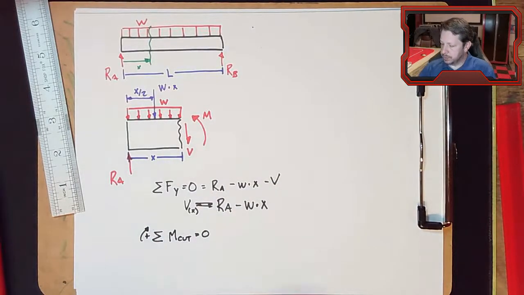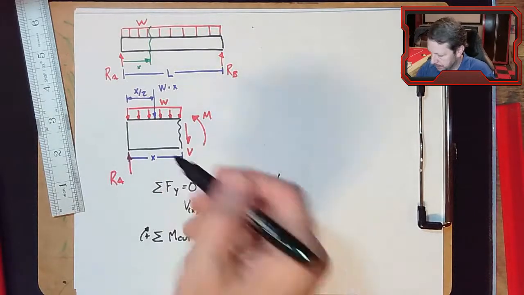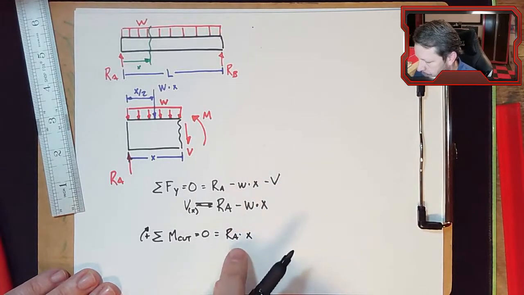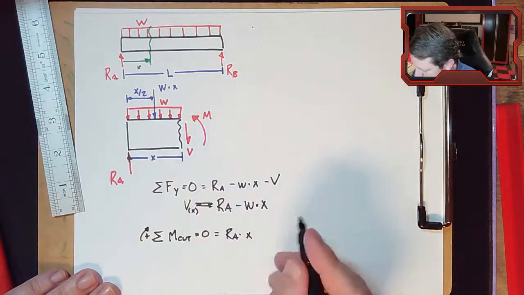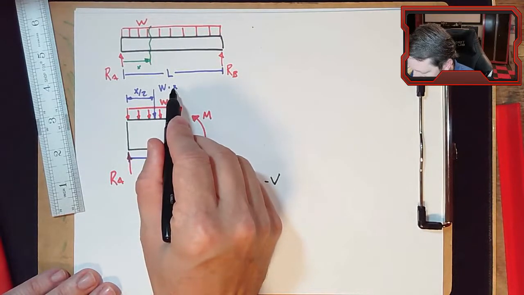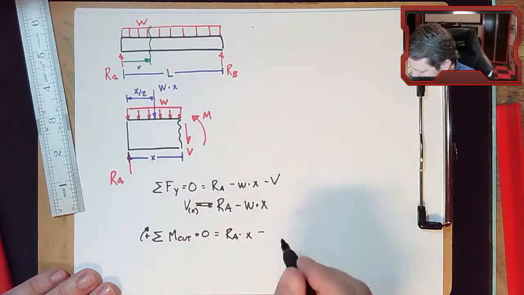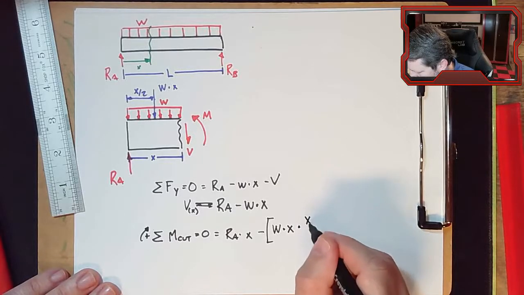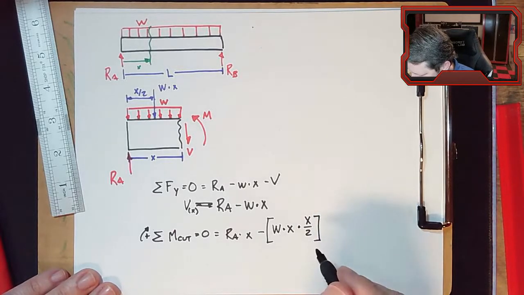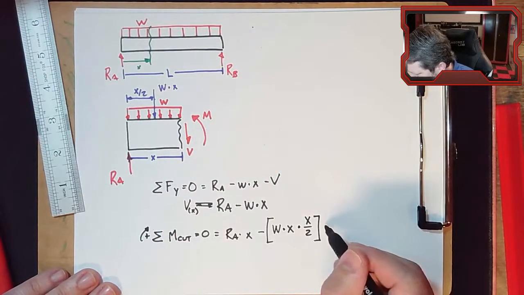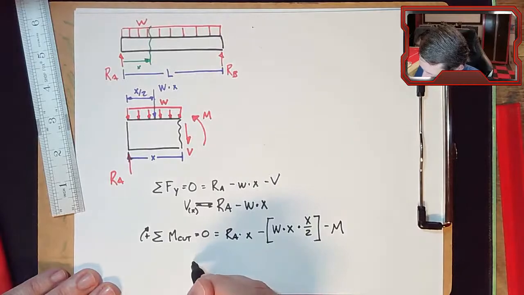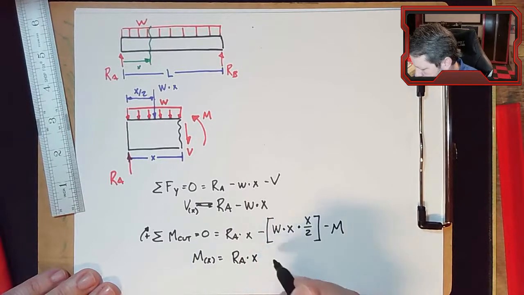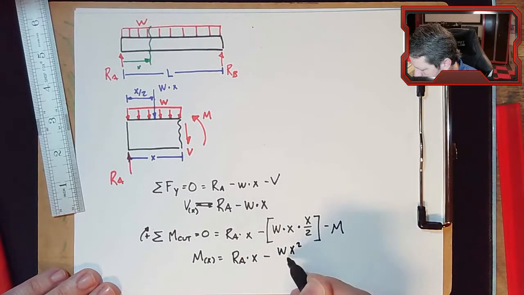Let's write the summation of moments about our cut area here, our surface. RA times X again, so that's the same as it was last time, minus WX is the force, and this moment arm from the cut over is X over 2, so minus WX times the moment arm of X over 2. Shear force doesn't create a moment, minus M. Let's move M over here. M of X equals RA times X minus WX squared over 2.